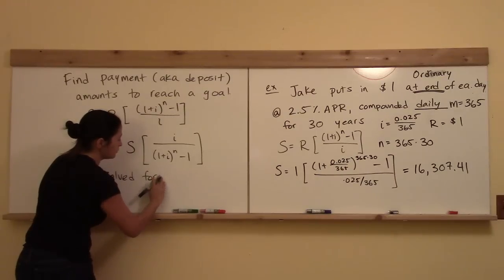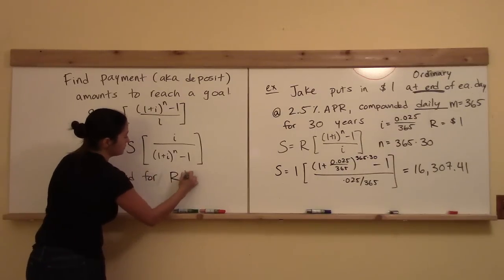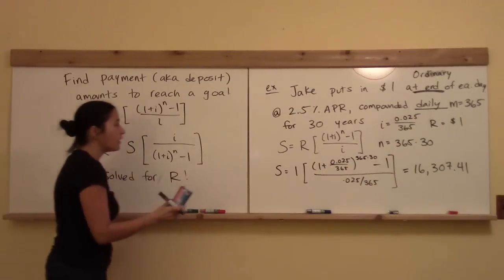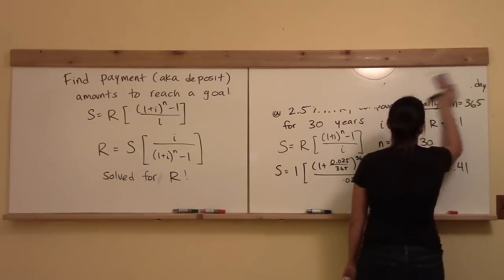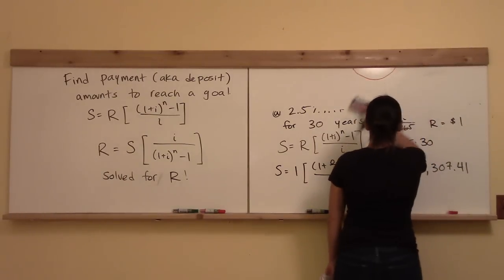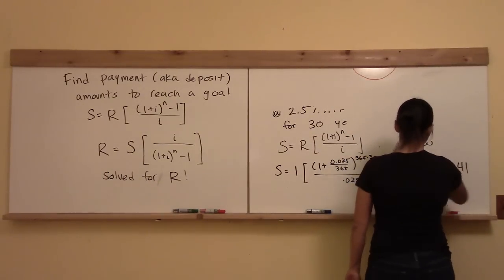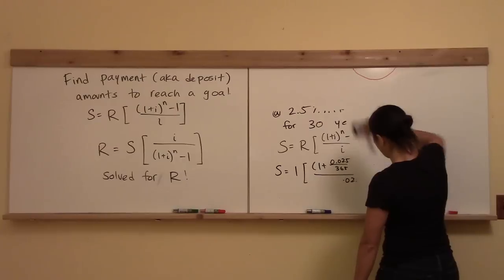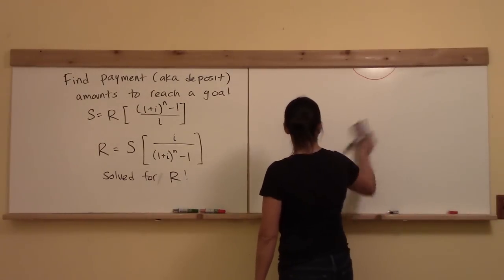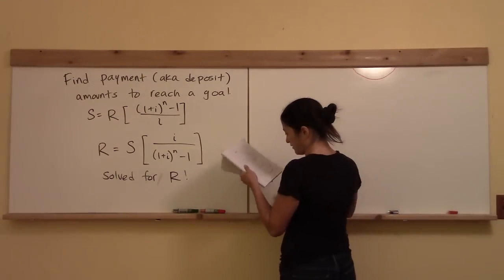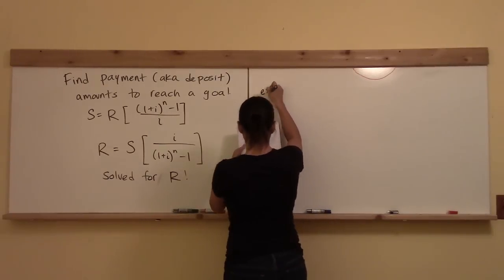It's the same exact equation, but instead of being solved for S, now it's solved for R, and that's really going to help me when it's time to figure out a question of, let's say I have a certain goal of money I want in my nest egg account. How much do I have to put in if I know how long I'm going to have to do that for, and the requirements of the account, etc.? Let's do an example right here.